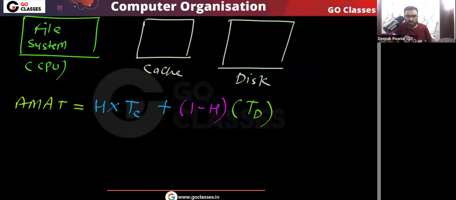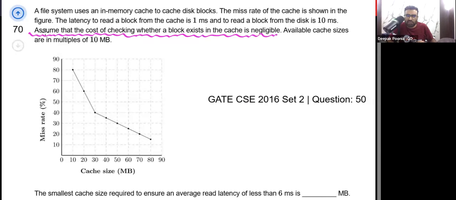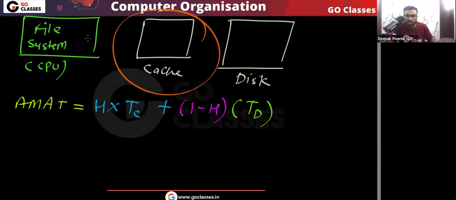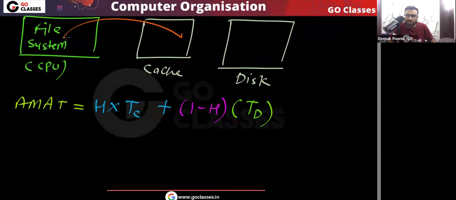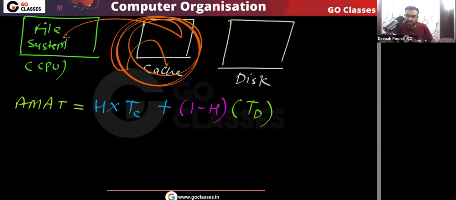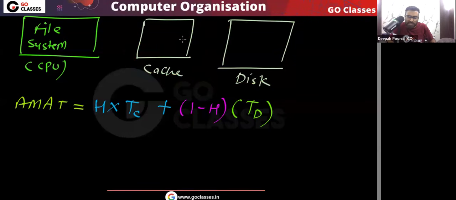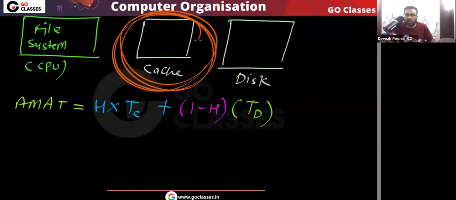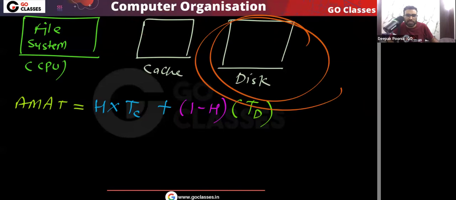Please understand, we are just using the information that is given in this question. Again, the question is saying that the cost of checking the cache memory is negligible. So if the requested data is not in the cache memory, first we check the cache memory, find a cache miss, then we access the disk. But the time to check the cache memory is negligible, so we don't have to include that. So when the data is not in the cache memory, we will just include the disk access time.